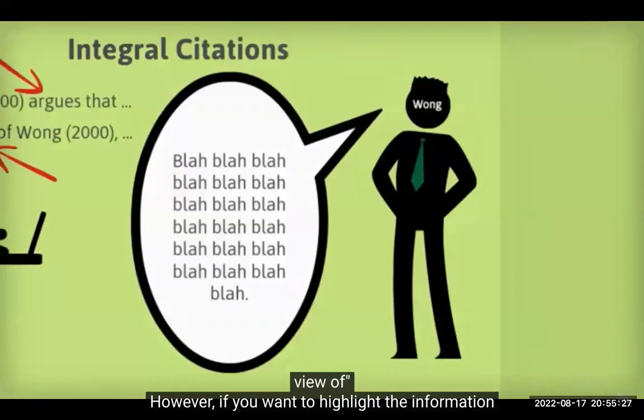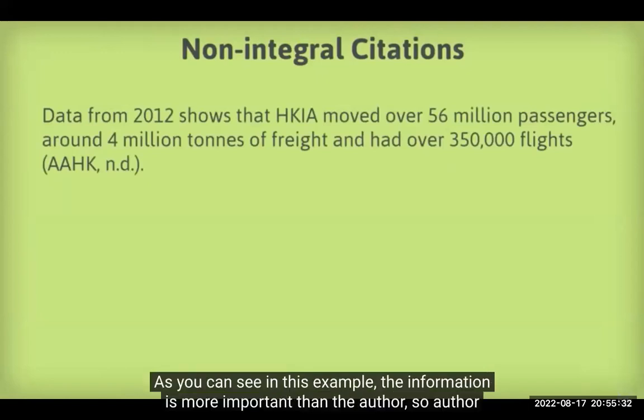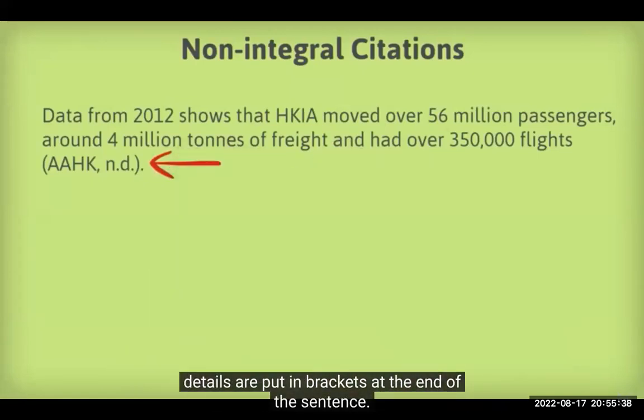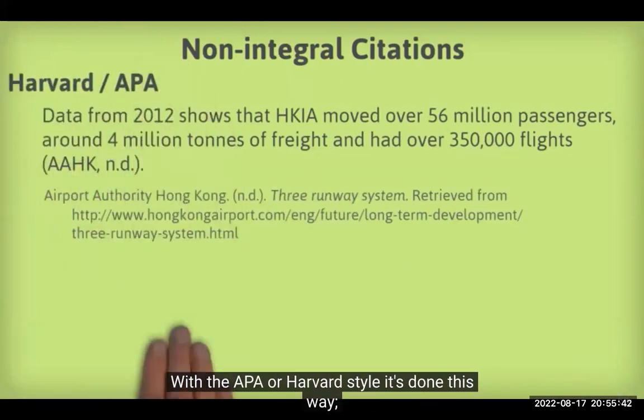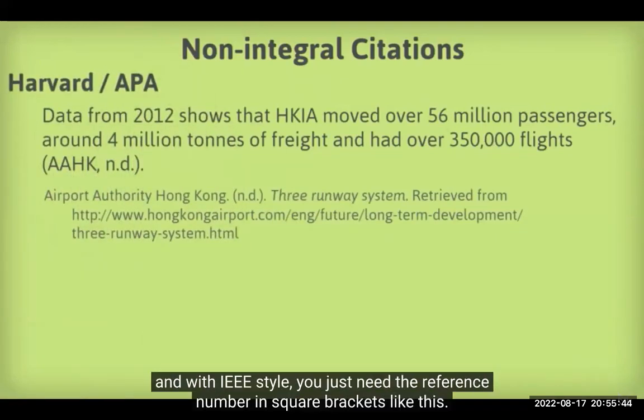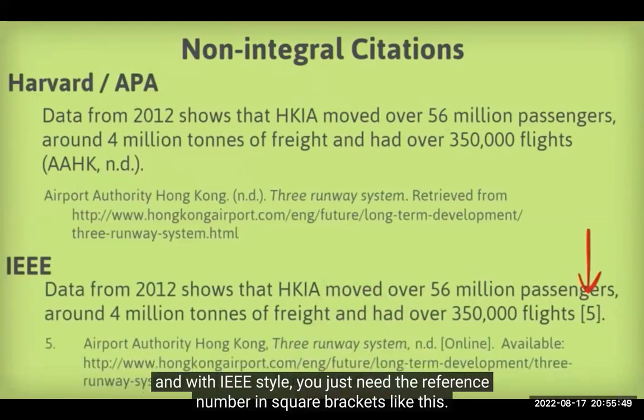However, if you want to highlight the information in a paragraph, then you can use a non-integral citation. As you can see in this example, the information is more important than the author, so author details are put in brackets at the end of the sentence. With the APA or Harvard style, it's done this way. And with IEEE style, you just need the reference number in square brackets, like this.